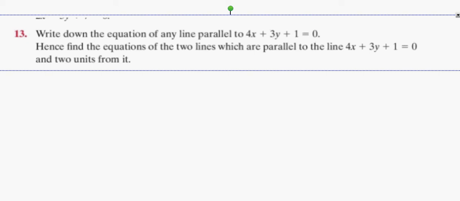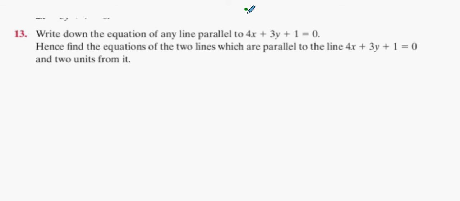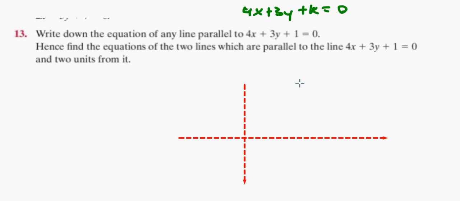Write down an equation of any line parallel to this. No bother. That's 4x plus 3y plus k equals 0. All you're doing is changing the last number, the number that has no x and y beside it. When I change the k value, all it does is bring the line up and down. It doesn't actually affect the slope. The k value only affects where it hits the y-axis.